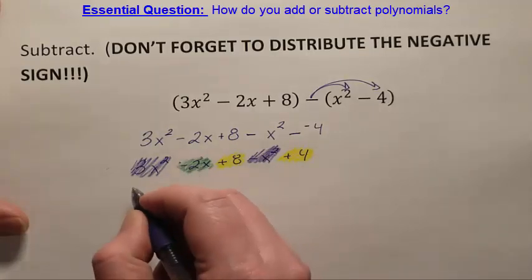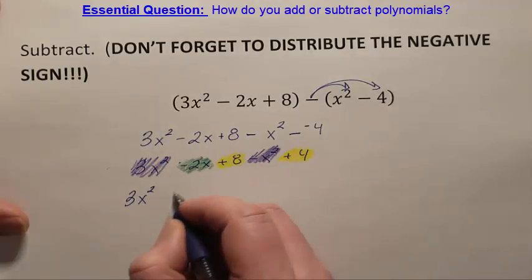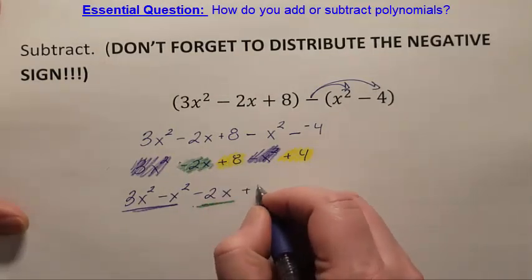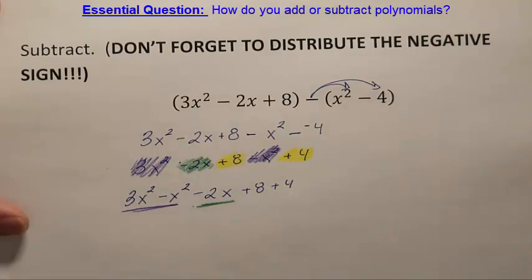So my purple are x to the squared, so we're going to rewrite them so they're all next to each other. So those are my x squareds. My green is a minus 2x. There's me rewriting my x's, so they're all next to each other. And my yellows are my constants, so here is me rewriting those, so they're also all next to each other.